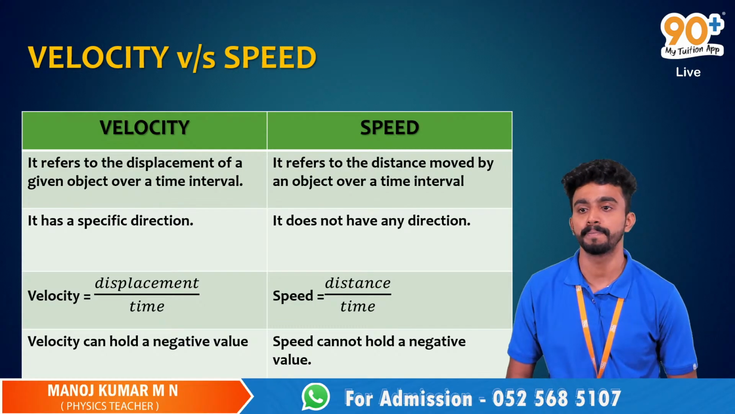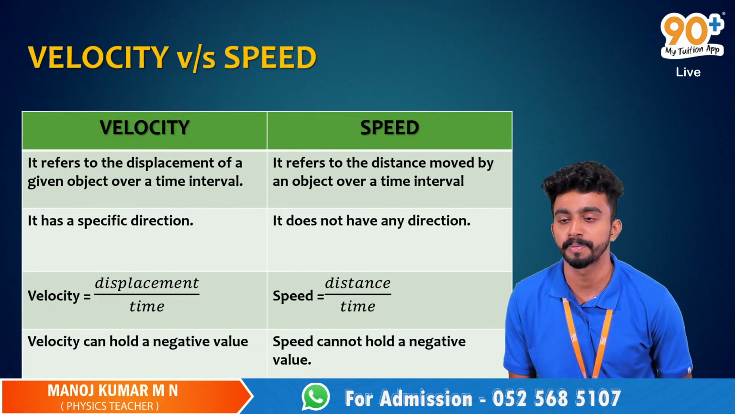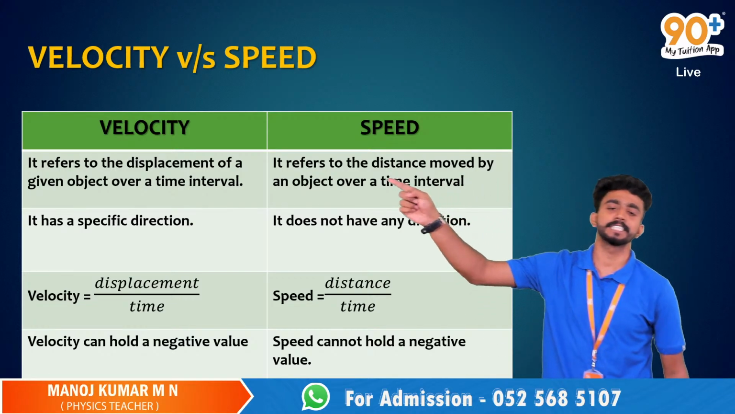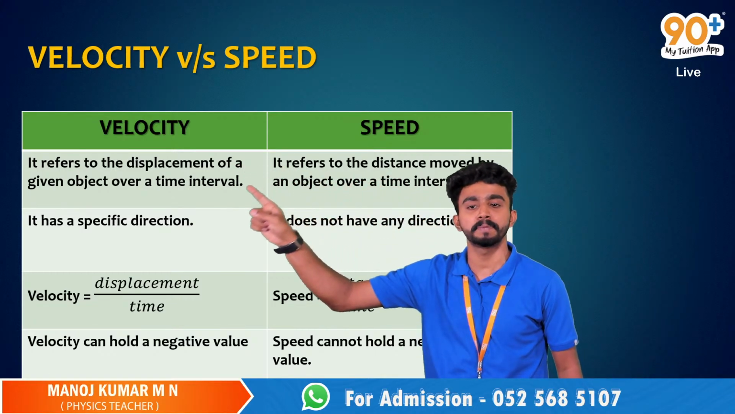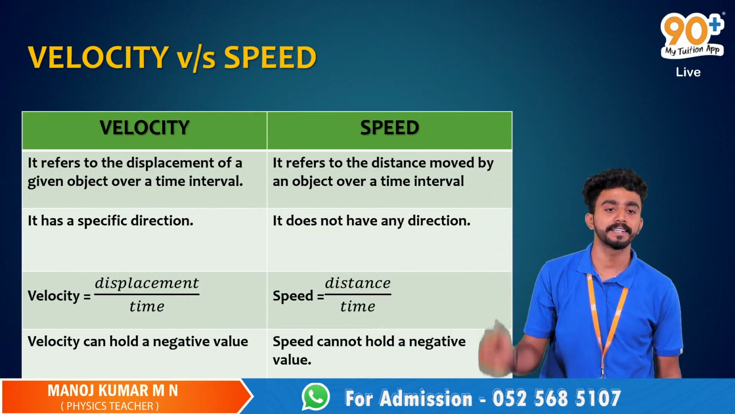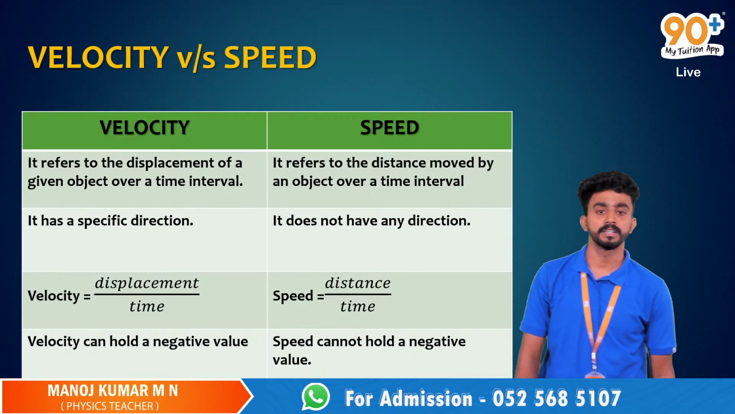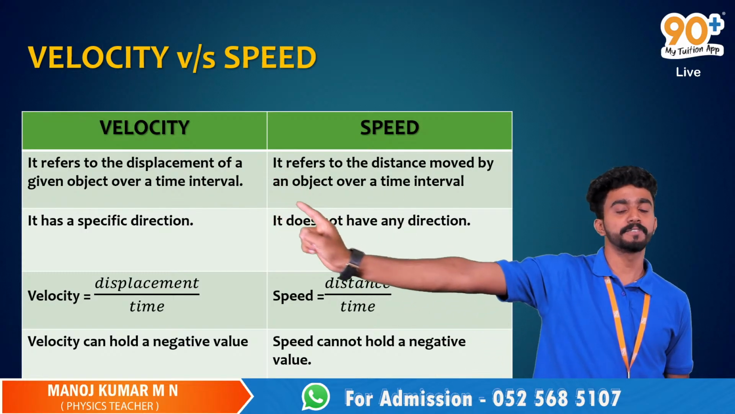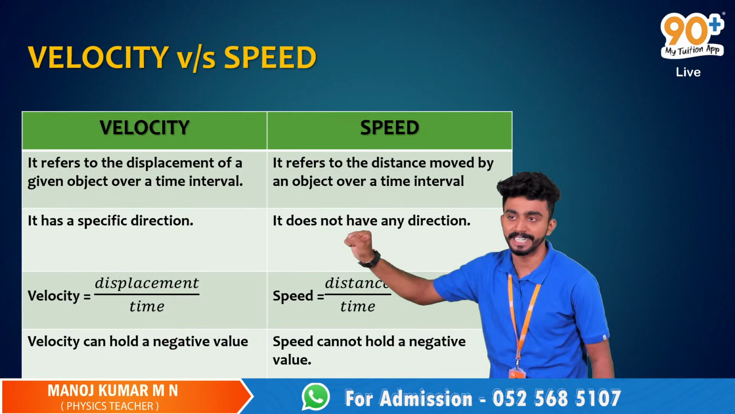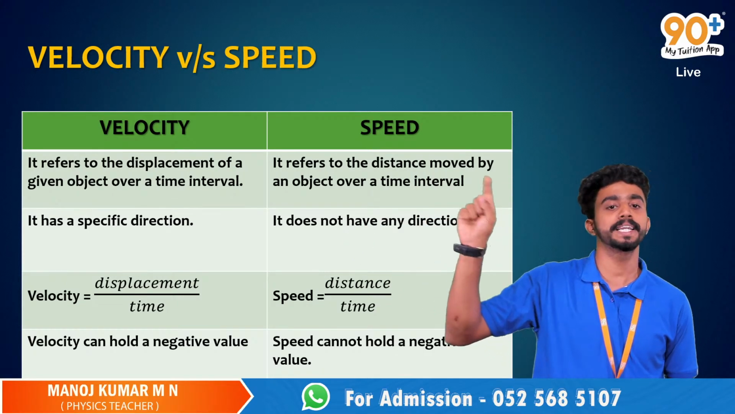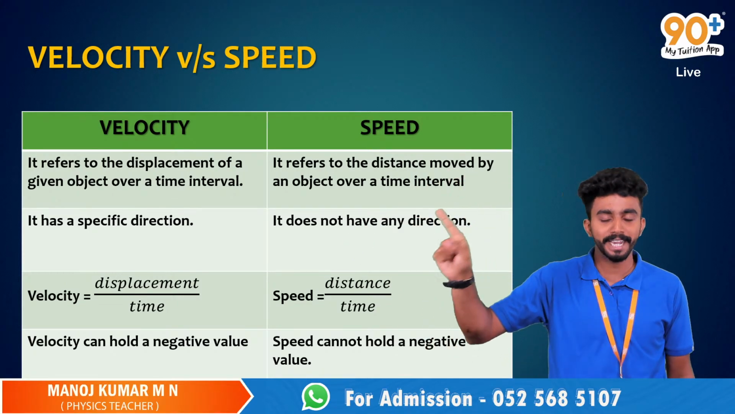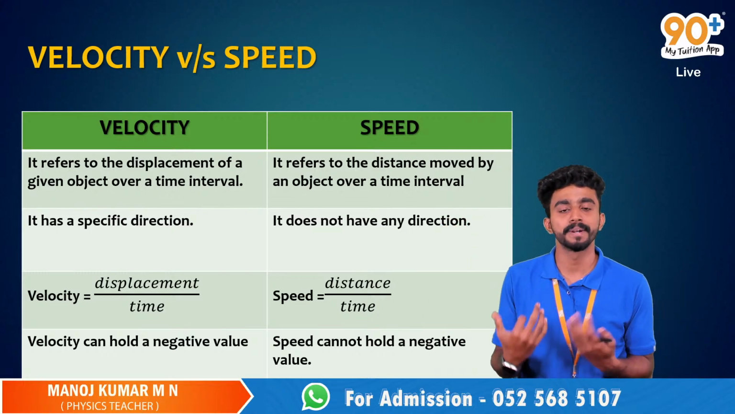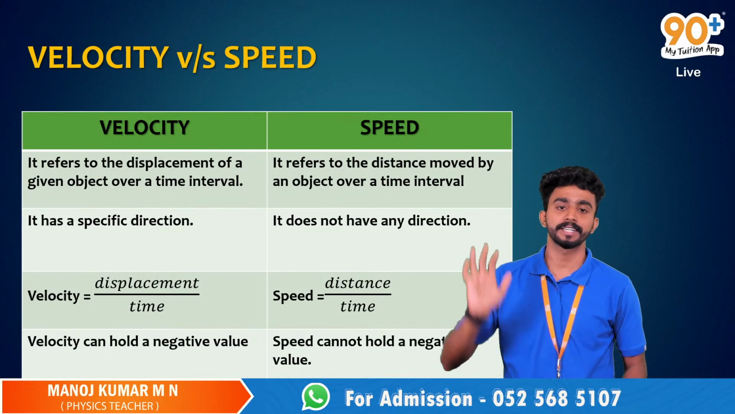Let's check out the comparison between velocity and speed. What is the difference between velocity and speed? Velocity refers to the displacement of a given object over a time interval, whereas speed refers to the distance moved by an object over a time interval. So what is the difference? In both, a particular object is moving with respect to a time interval.